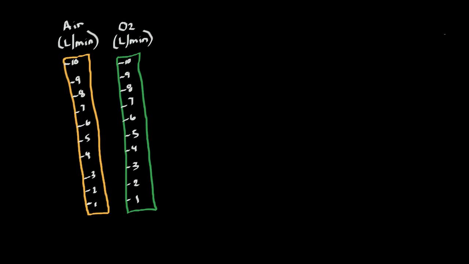Okay, so let's do an example with an oxygen flow meter and an air flow meter because our formula is going to change a little bit. So we've done an example with oxygen at 2 liters and nitrous at 2 liters. So let's use the same 2 liters. Oxygen is 2 liters per minute and air is 2 liters per minute. So let's start by writing the formula.